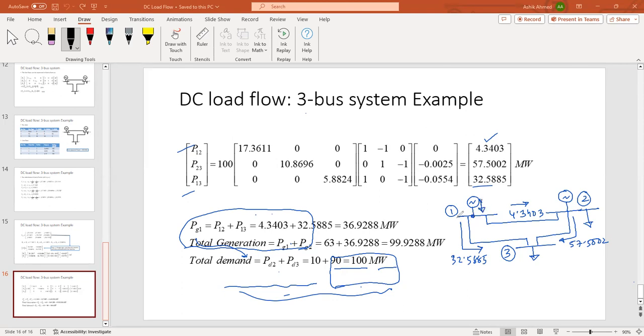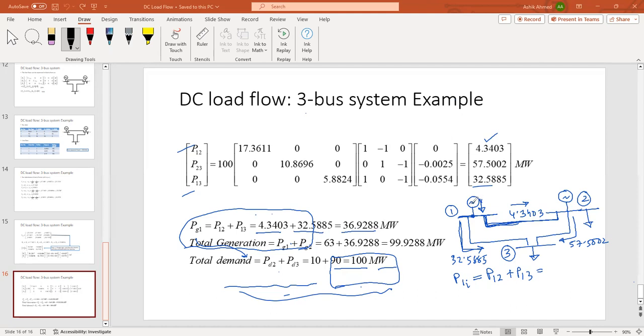generated by this generator. Because there are no loads, whatever power is coming out from this bus is going to the remaining part of the network. So if I add this flow out of the bus 1 and this flow out of the bus 1, I can say P1 injected is simply P12 plus P13. If I add 4.3403 plus 32.5885, which is done here, I will get P injection at bus number 1. And that is the generation from the generator at bus number 1.